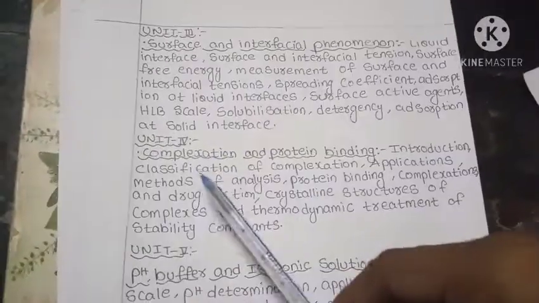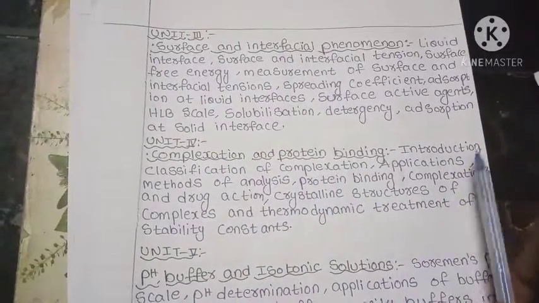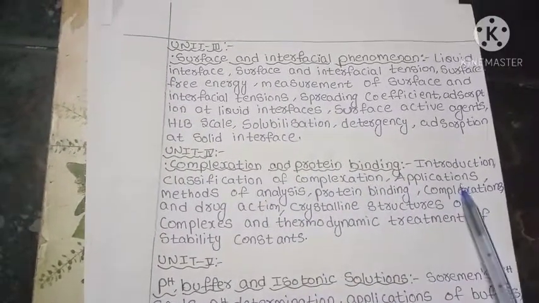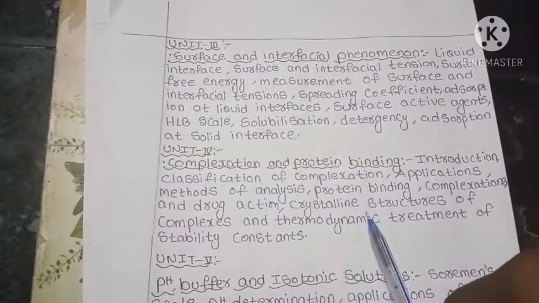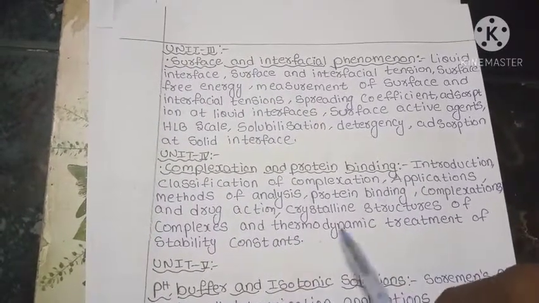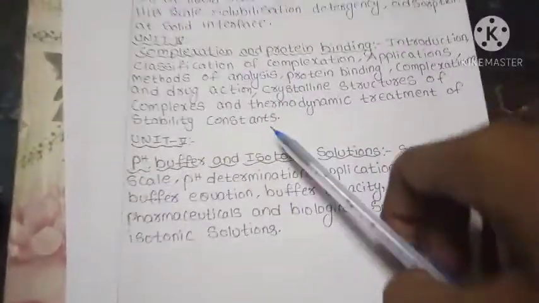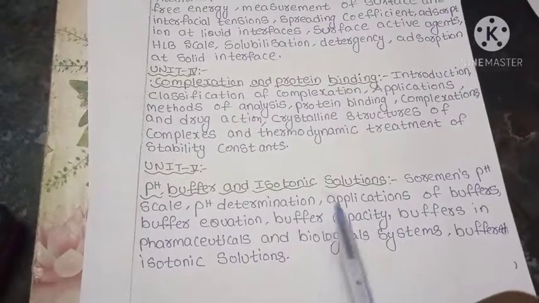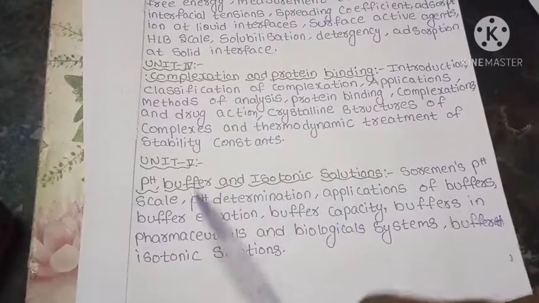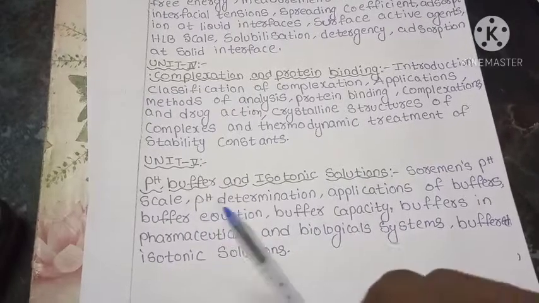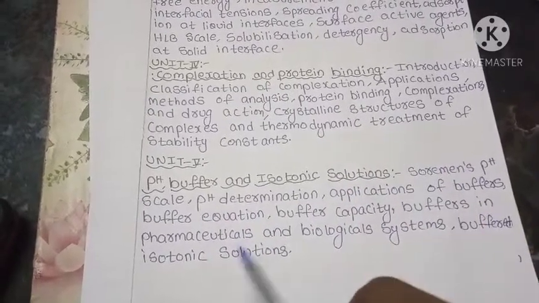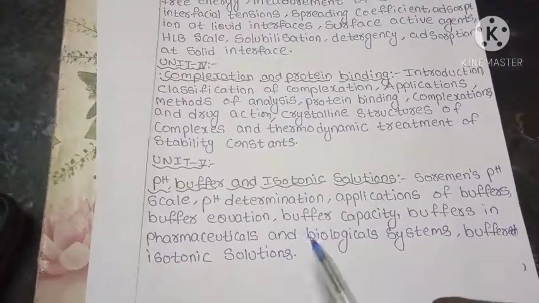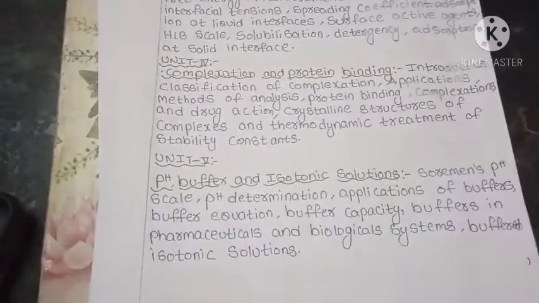Next, fourth unit, complexation and protein binding. Introduction, classification of complexation, applications, methods of analysis, protein binding, complexation and drug action, crystalline structure of complexes, and thermodynamic treatment of stability constant. Next, unit 5, in this unit learn pH, buffers and isotonic solutions. Sorensen's pH scale, pH determination, applications of buffers, buffer capacity, buffers in pharmaceutical and biological systems, and also buffers in isotonic solutions. This is the overall physical pharmacy topics.